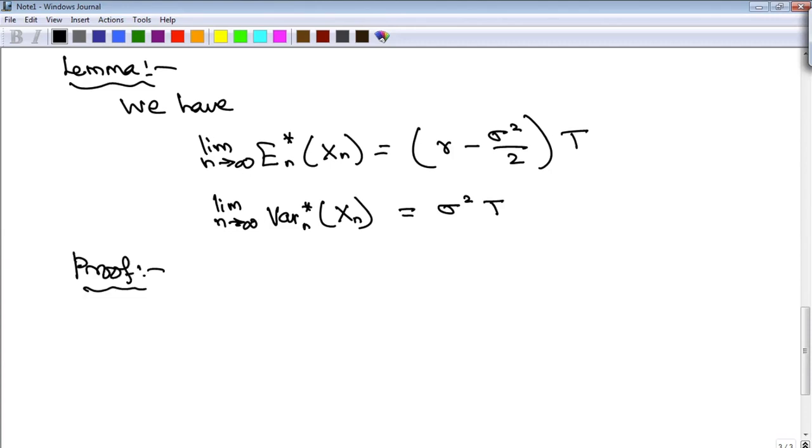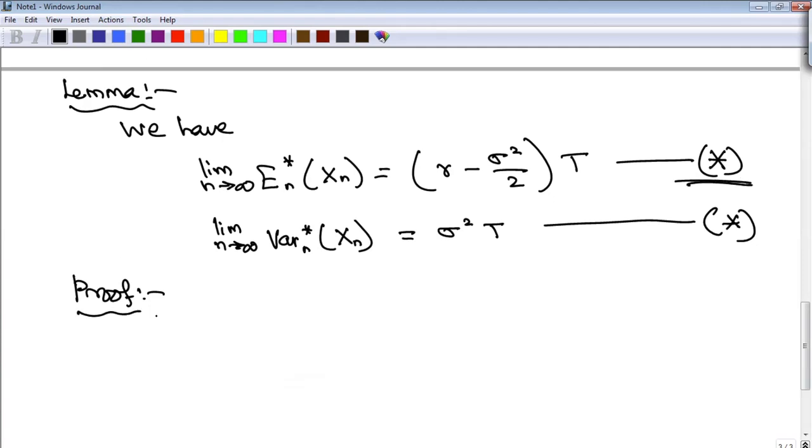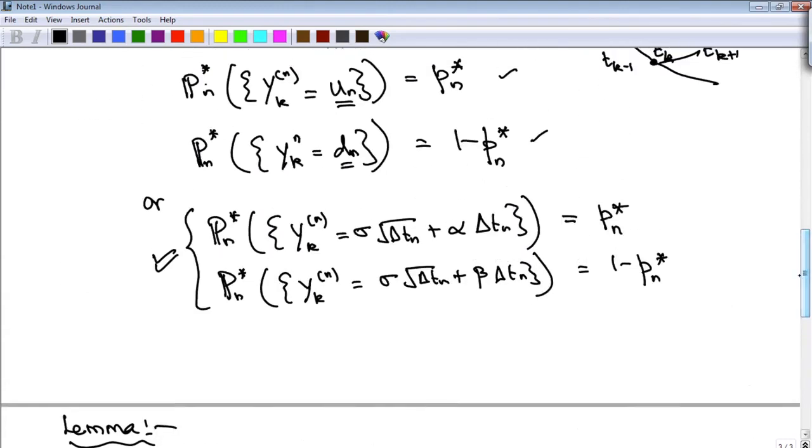So let us first prove the limiting case of the mean of Xn, that is, we will prove equation star. Let us first try to compute the expectation of Yn, because Xn is nothing but the sum of the Yns. If we know the expectation of Yn, then from there we will get an expression for the expectation of Xn. The advantage is that the Yn probabilities are given to us, and Yn has exactly two outcomes, either up or down, and we know how the probability is given in both cases.